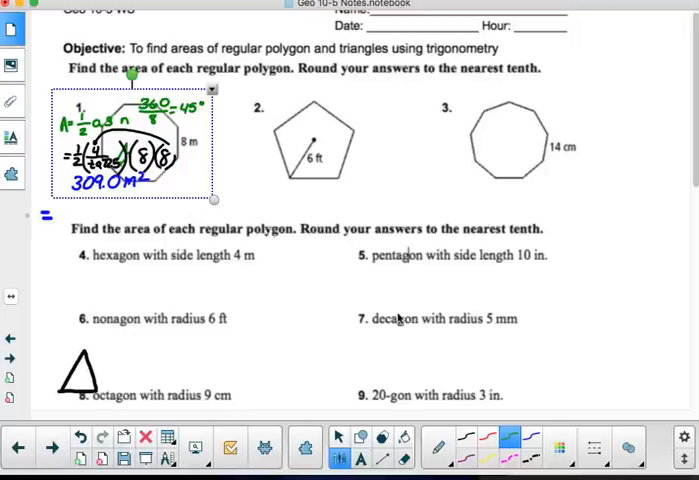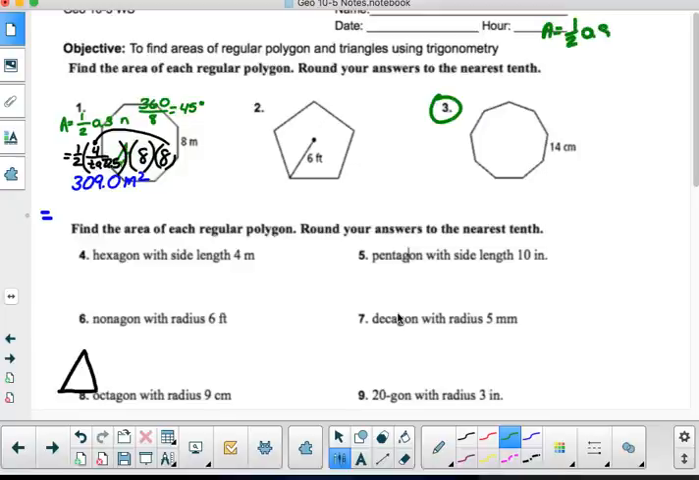Okay, in 3, I have a side. Well, I have a side, I gotta find an apothem. So I'm gonna use area is equal to 1/2 ASN. Remember, I find the area of a triangle, multiplied by how many triangles there are. In this particular case, 1, 2, 3, 4, 5, 6, 7, 8, 9. I have a nonagon. So n is 9.